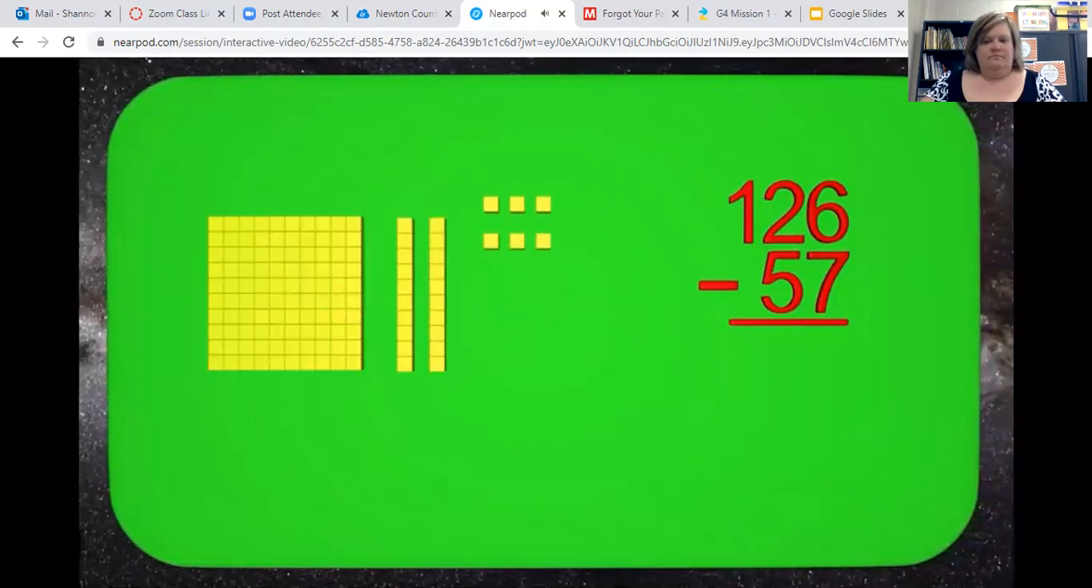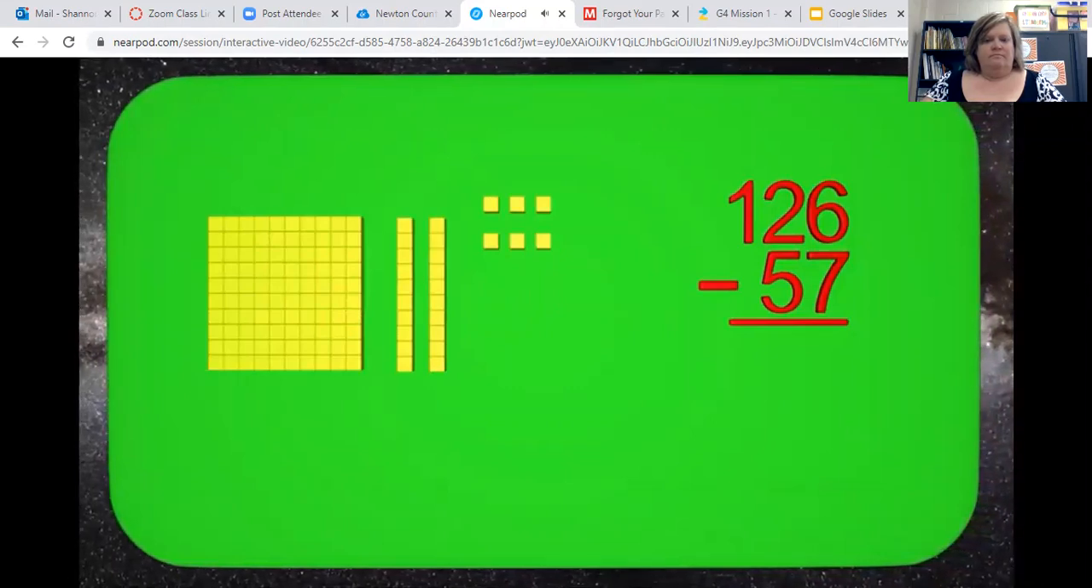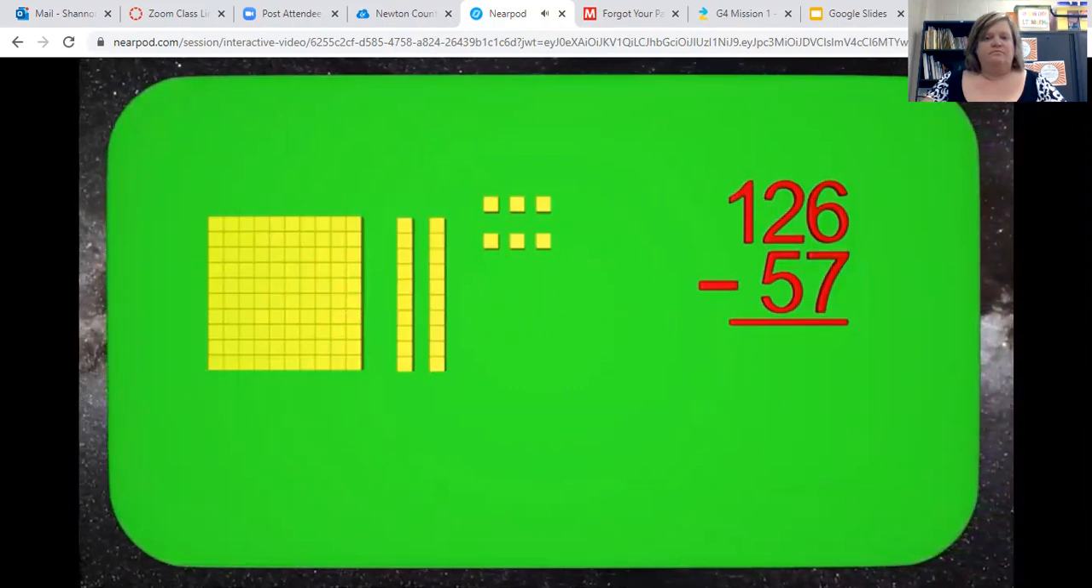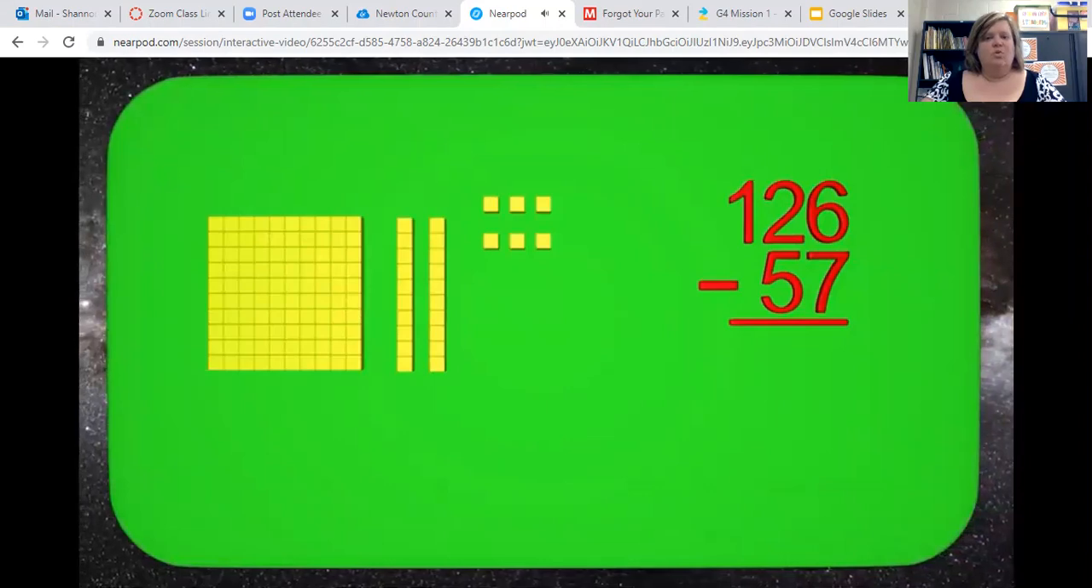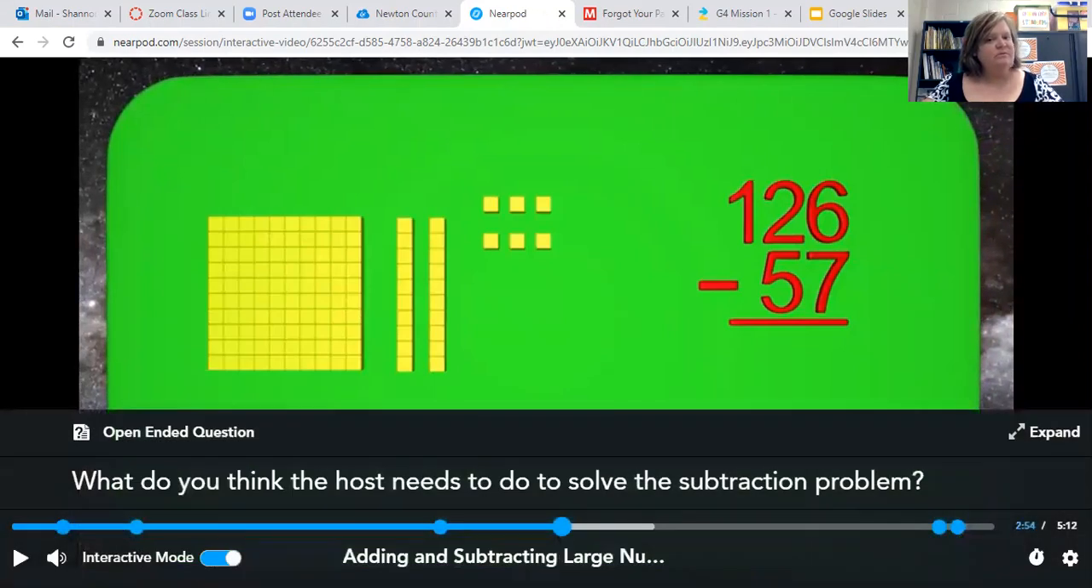Wait, I can't take away 7 because there are not 7 ones blocks. Do you know what I need to do? If you remember from when we were doing our place value earlier, we bundled to make a 10, but we also can unbundle to give us that 10 into 10 separate ones. That will give us enough blocks that we can take 7 away.